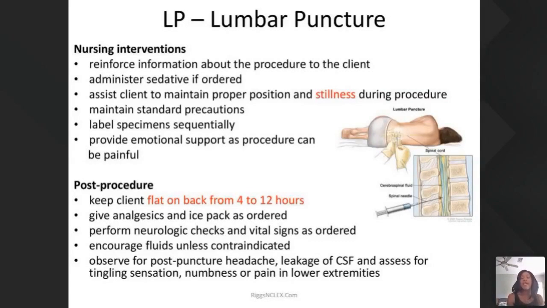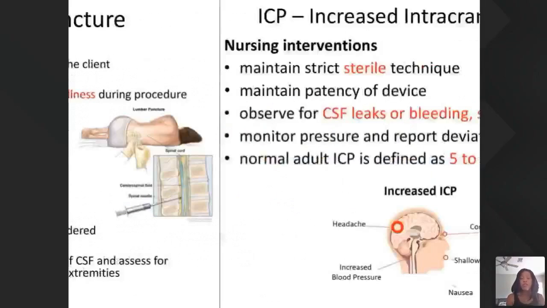Okay, so don't forget, keep the client lying on their backs because you don't want them leaking cerebrospinal fluid. Okay, we want to observe for that headache. They may have a headache afterwards. Okay, we want to assess the dressing, make sure it's not wet. There might be leaking cerebrospinal fluid.